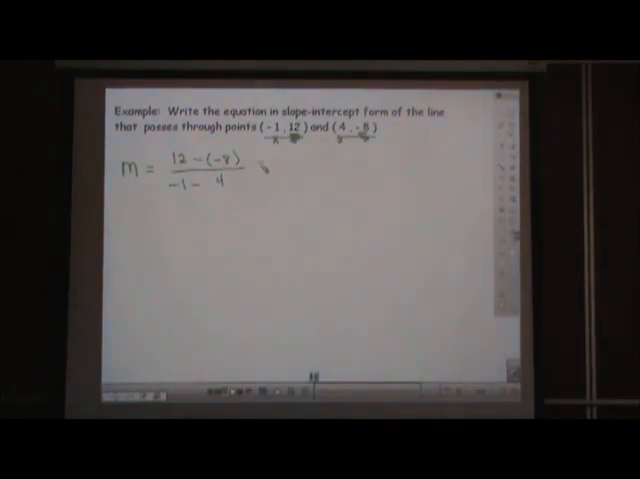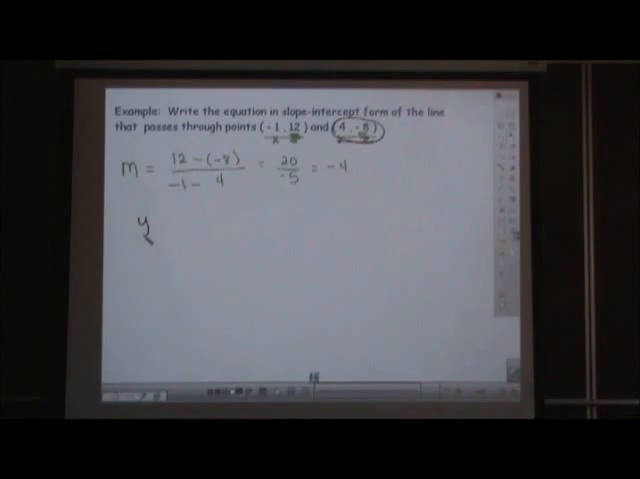So as I go across the top here and do the arithmetic, I'll have 12 plus 8, and that will give me 20. And on the bottom, I'm going to get -1 minus 4 is -5. And when I simplify this, I'm going to get -4. So there's my slope, -4. Again, pick whichever ordered pair you want to work with. It does not make a difference which pair or which set you use. I'm going to use this set out here at the end this time.